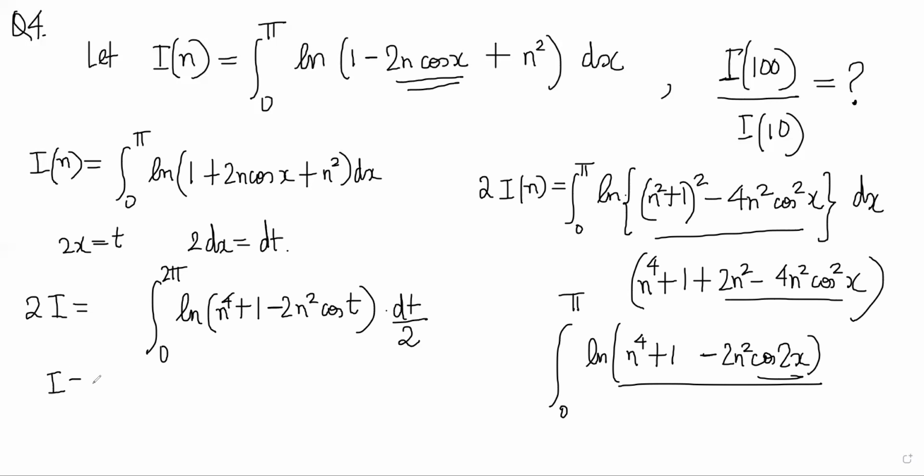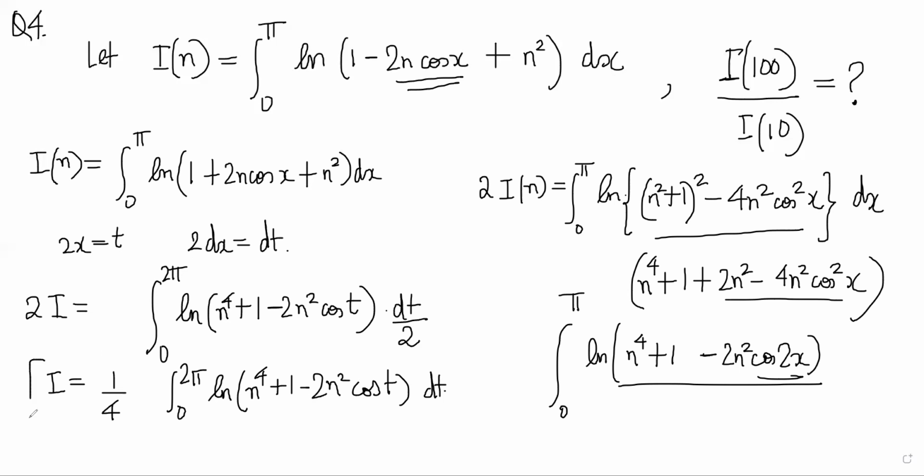So I is equal to 1 by 4, the integral from 0 to 2 pi of ln of n power 4 plus 1 minus 2n square cos t dt, right? This is coming. Now notice that there is not much difference between this integral and this integral. This is just I of n square.